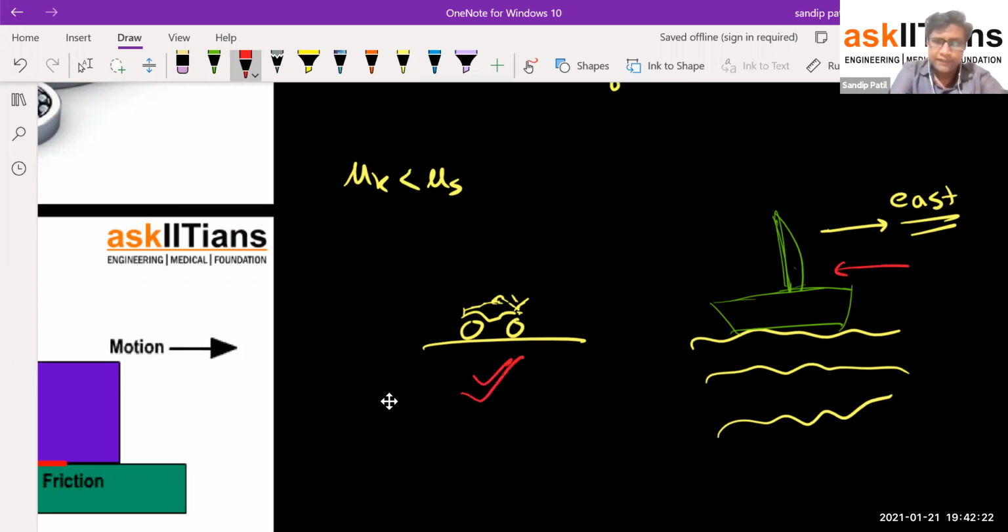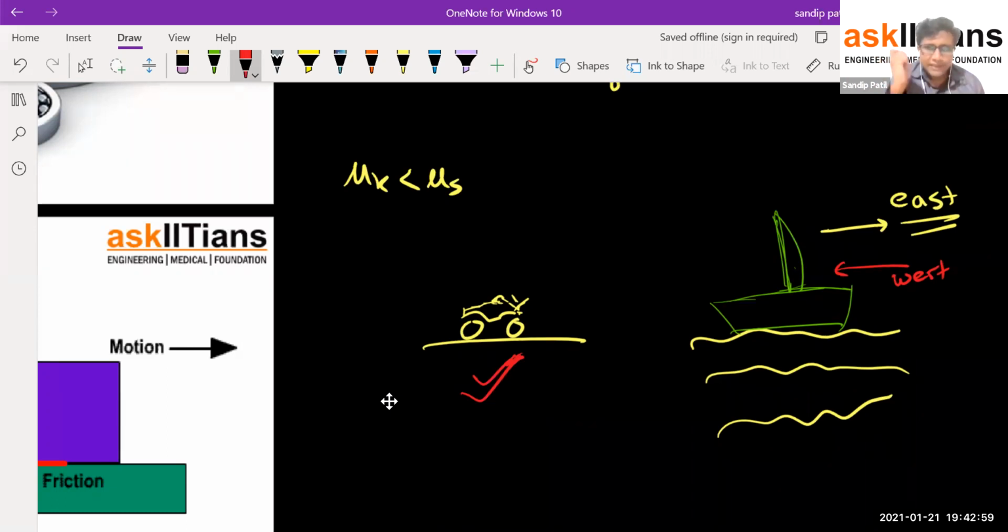In the case of a bike, we didn't apply the engine's force in the opposite direction. But in the case of a ship, we have to apply the force of the engine in the opposite direction, let's say the west direction. If the ship has some particular velocity, we apply the force in the opposite direction, then it is going to stop. So why is there a difference? Bikes we can easily stop, but a ship is very difficult to stop.